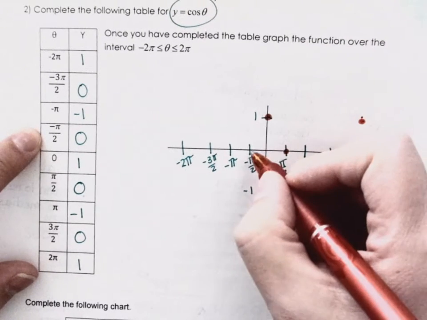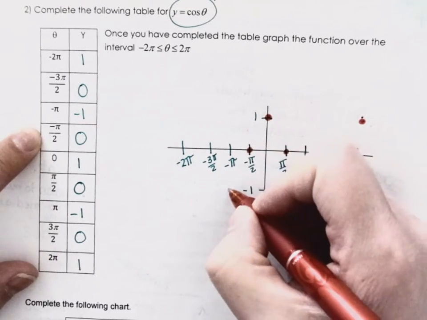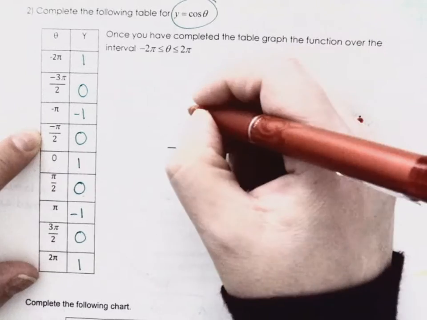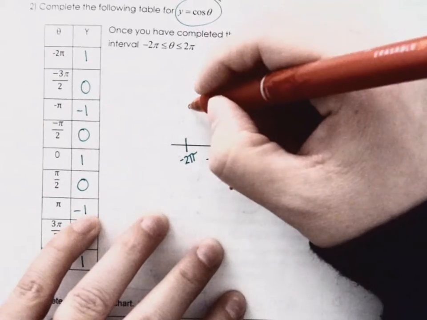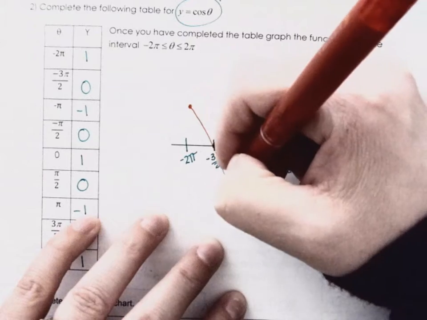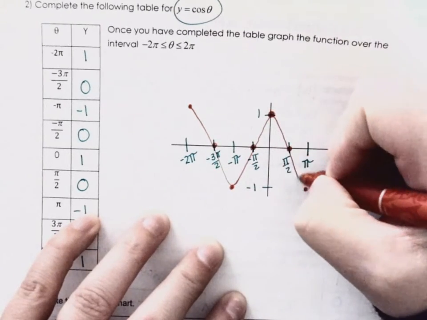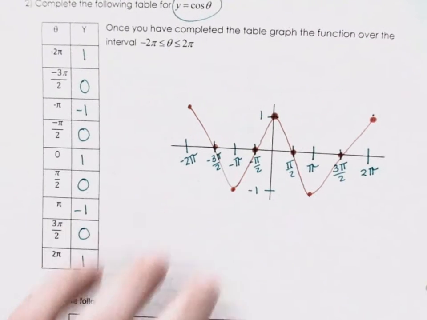Going backwards here at negative pi over 2, then I'm at 0 and 1. Okay, so now I'm going to connect the dots with a nice smooth curve. Ladies and gentlemen, you should not have points on this graph. It's like a parabola. So they're going to be a nice smooth wave curve.